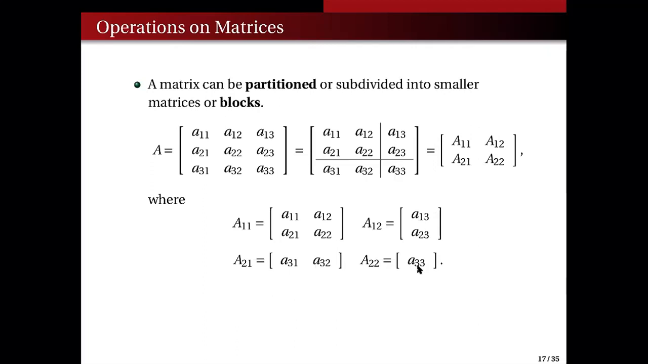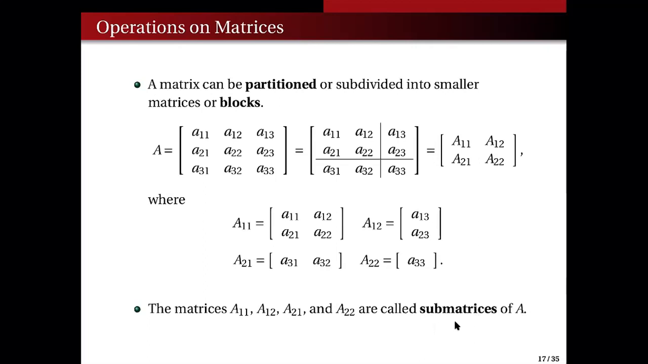Okay? So your matrices can be partitioned into blocks. So the matrices A11, A12, A21, A22 with capital letter A are called submatrices of A. Okay? Submatrices of A. And I have used this term before when we were dealing with augmented matrices, when we do Gaussian elimination. So this is not new to us.